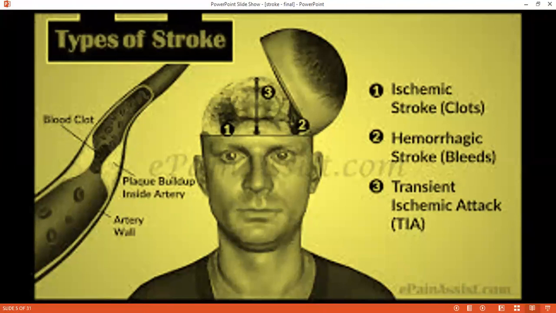The types of stroke I am going to describe are ischemic stroke, hemorrhagic stroke, and transient ischemic attack. Ischemic stroke means the blood vessels become narrowed, or there is fat deposit or a clot in the passage of the blood vessels. If a blood vessel bursts, it is called hemorrhagic stroke.